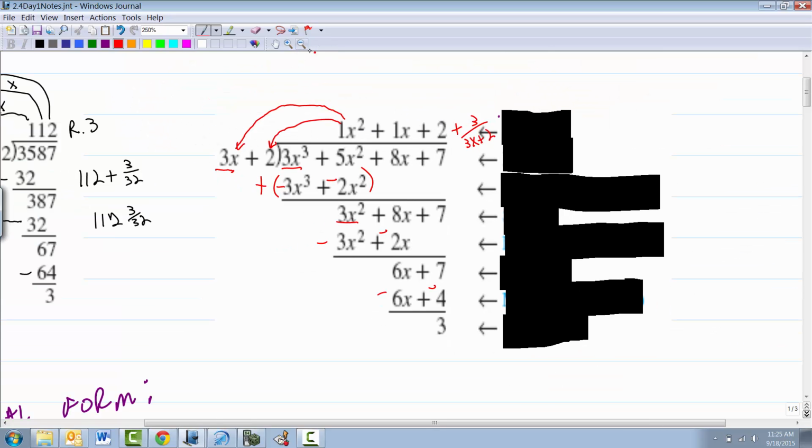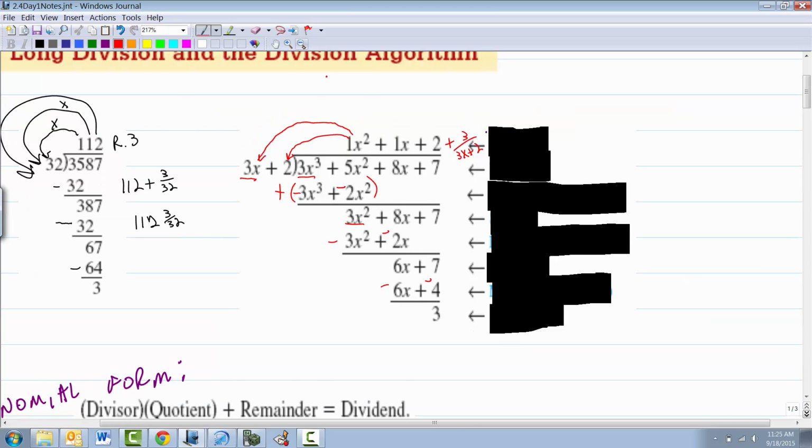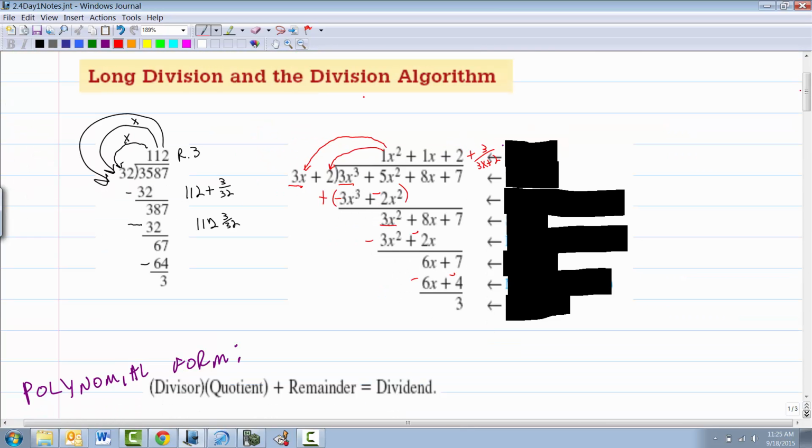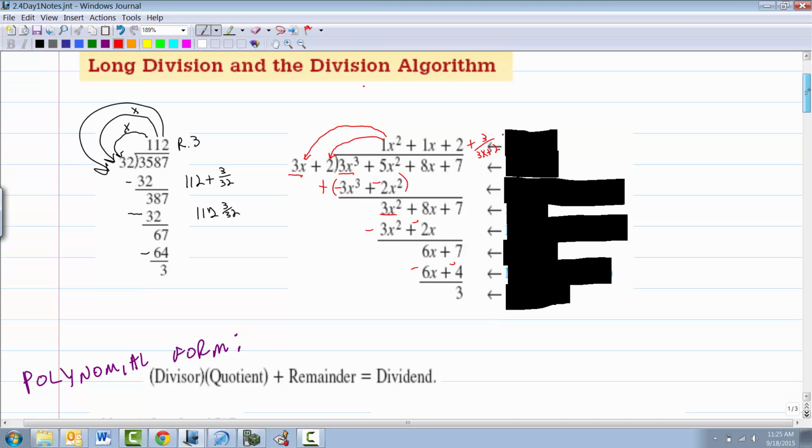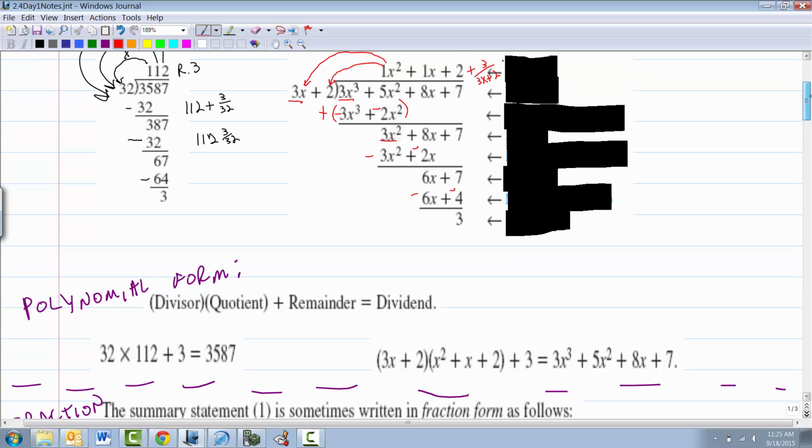Here's something that you're going to need to write down. Read your directions today, because there are 2 forms of the way you can write your answer. One is called polynomial form. Can you say polynomial form? Apparently I can't. I'm fumbling it.